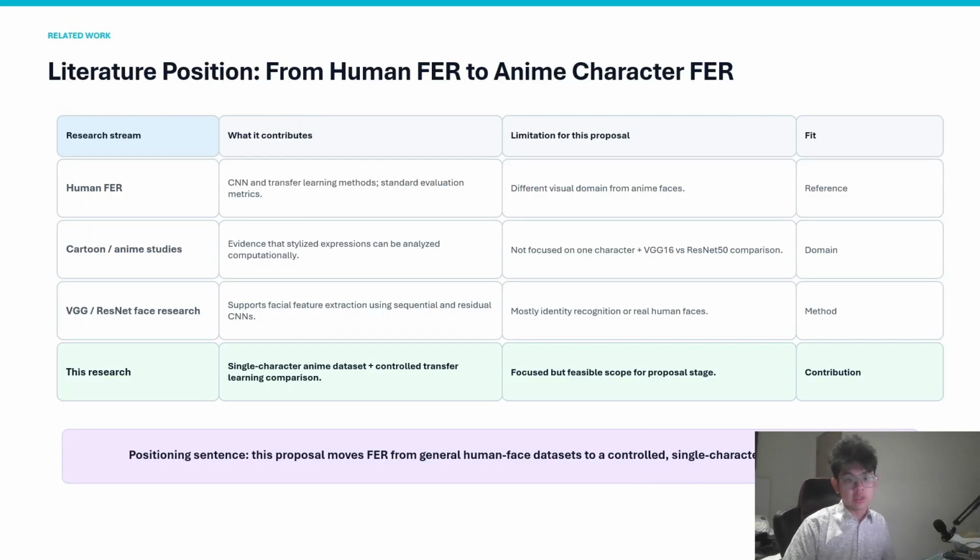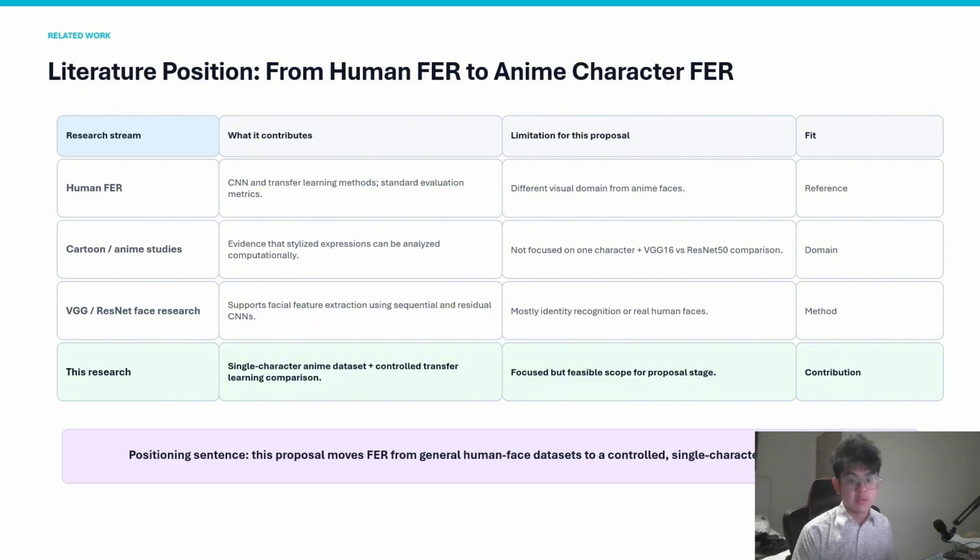So this is our literature position. This slide summarizes the position of this research compared with previous studies. The first research stream is human facial expression recognition. These studies support the use of CNN and transfer learning for expression classification, but the domain is different because they use real human faces. The second stream is cartoon or anime-related studies. These studies show that stylized expressions can be analyzed computationally, but they also do not focus on one specific character, and do not compare VGG16 and ResNet50 in the same setting.